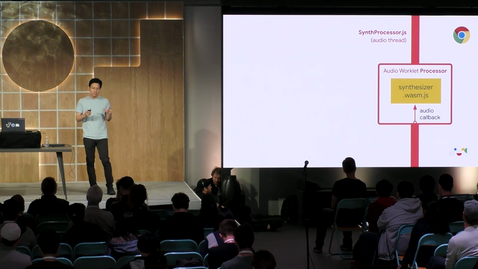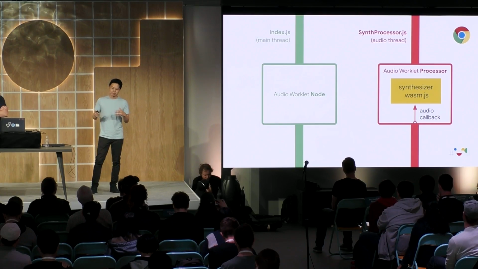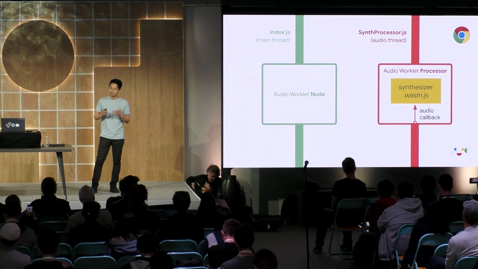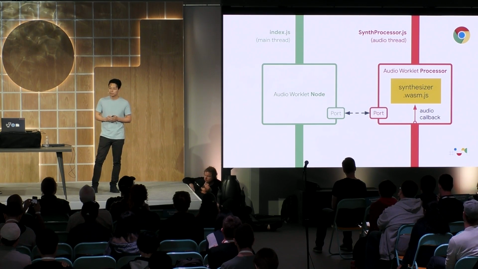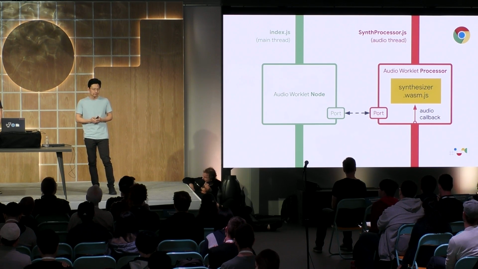But at this point, we cannot control the processor because it's in the other thread, the audio thread. That's why we have something called the AudioWorkletNode. It's a main thread counterpart of the processor. But then how do they talk to each other? And for that, we have something called message port. So this message port allows these two objects to talk to each other asynchronously. All the main thread business like UI and MIDI goes into the index.js file, and that's our main script file for our demo application. Okay, I'm going to switch back to my code editor.